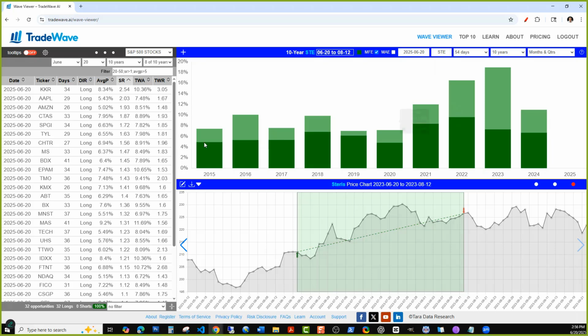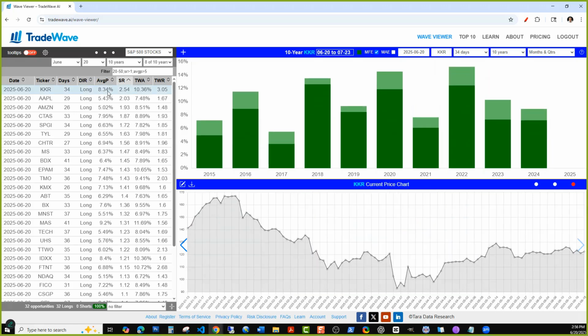Right. So the dark green is the average price, which is also given, like the 8.34%. Exactly. The dark green part is the average P, like here it is 8.34%, but the TW average is higher because it adds the light green part to it. Exactly. I use this information when I'm doing short-term trading.